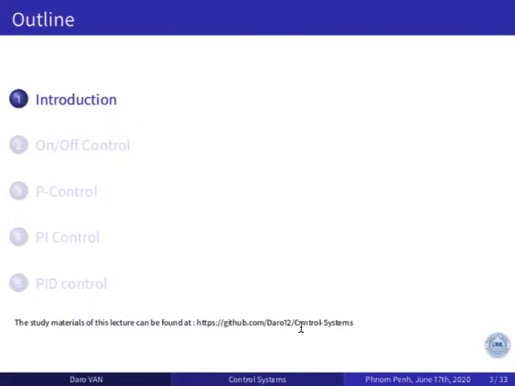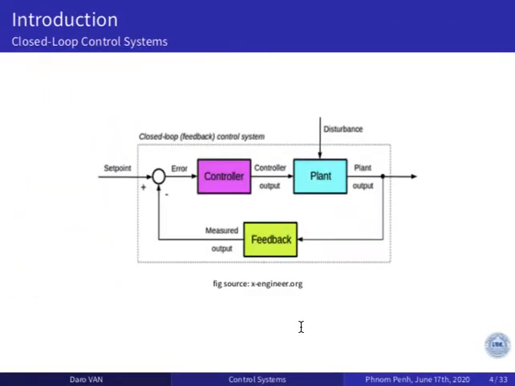Okay, so let's begin with the introduction. This is a block diagram of the closed loop system. The role of the closed loop system is to keep the measured output at a predefined value, which is the set point, the target value, or the desired value. Okay? The same thing. So in an electrical system, the physical signal can be voltage, current, or power.